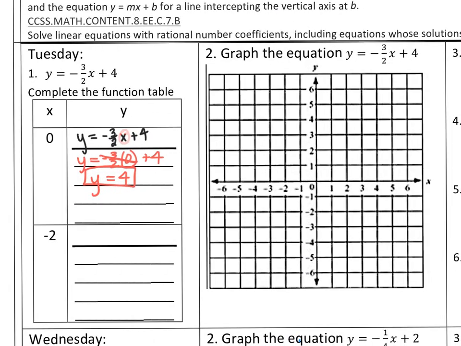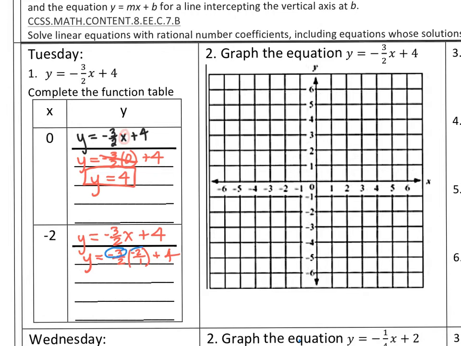Your next input value is -2. So you do the same thing. You write your equation on the first line, y equals -3/2 x plus 4. And now, instead of writing x, you will write parentheses -2 over 1. The reason why I'm having you write it this way is because when you multiply fractions, you multiply straight across. And you need that placeholder, that place value of 1, in order to multiply straight across neatly.